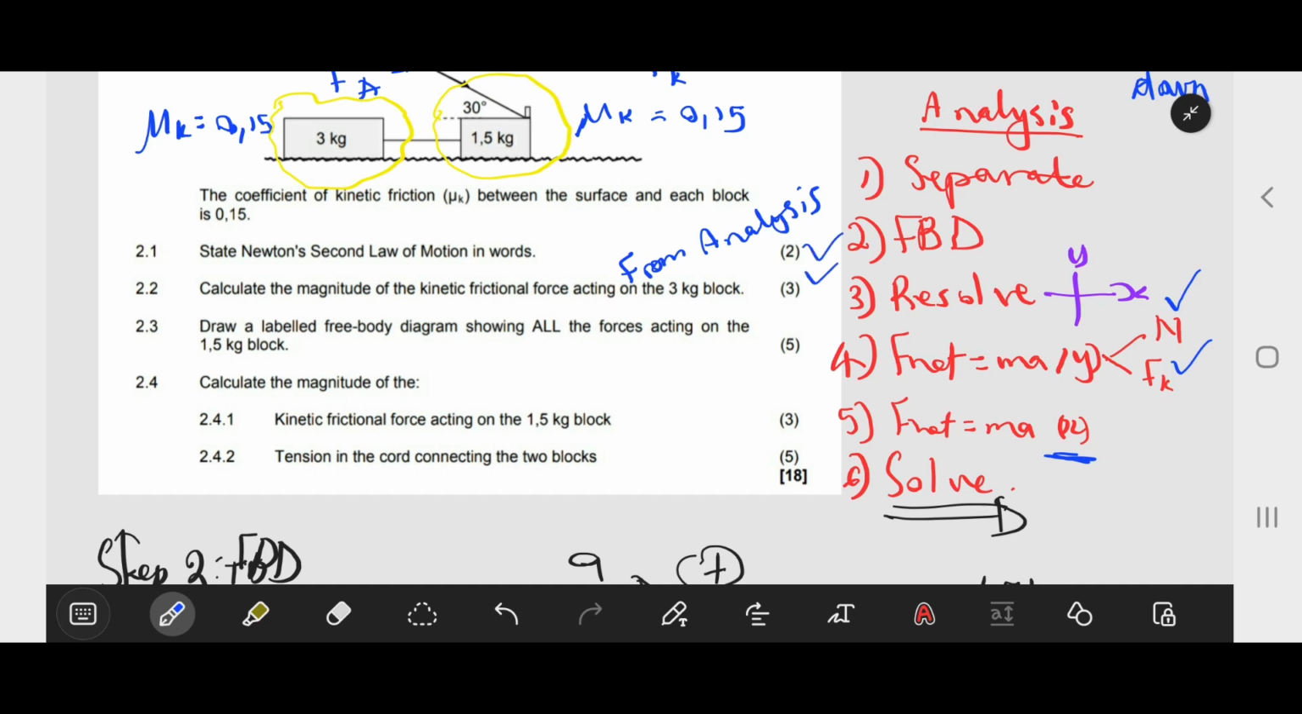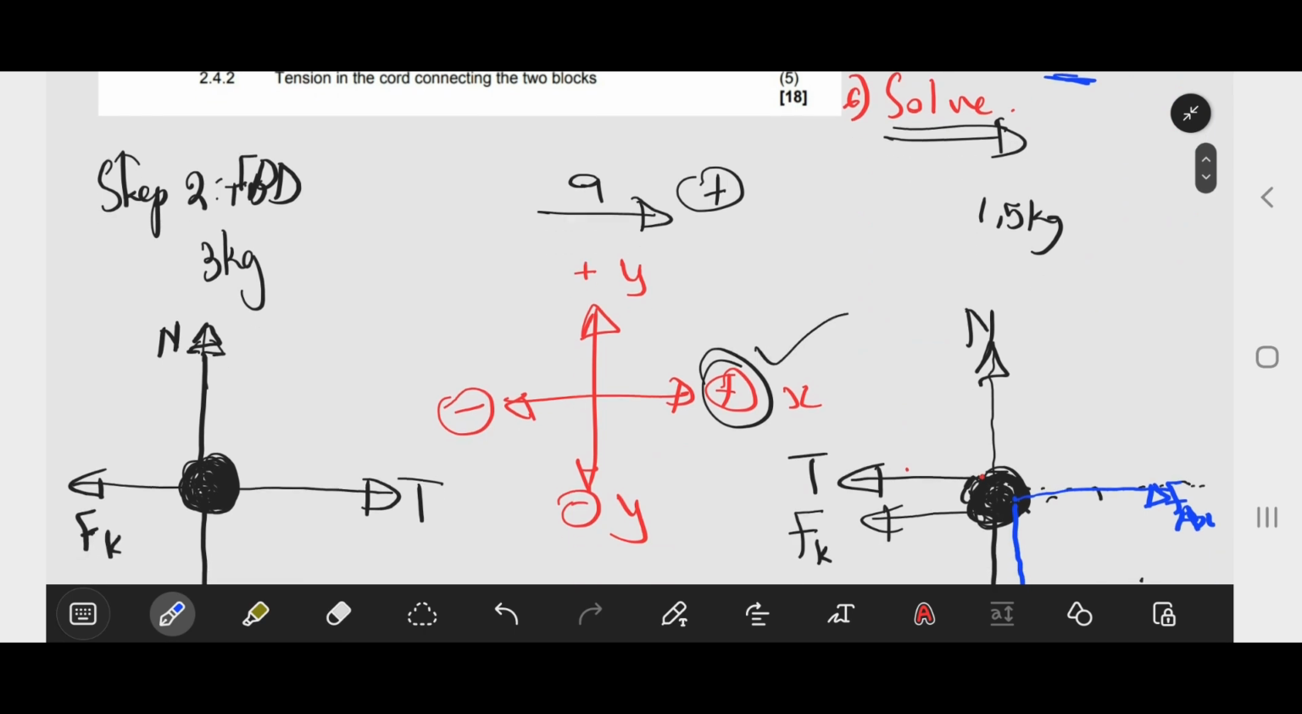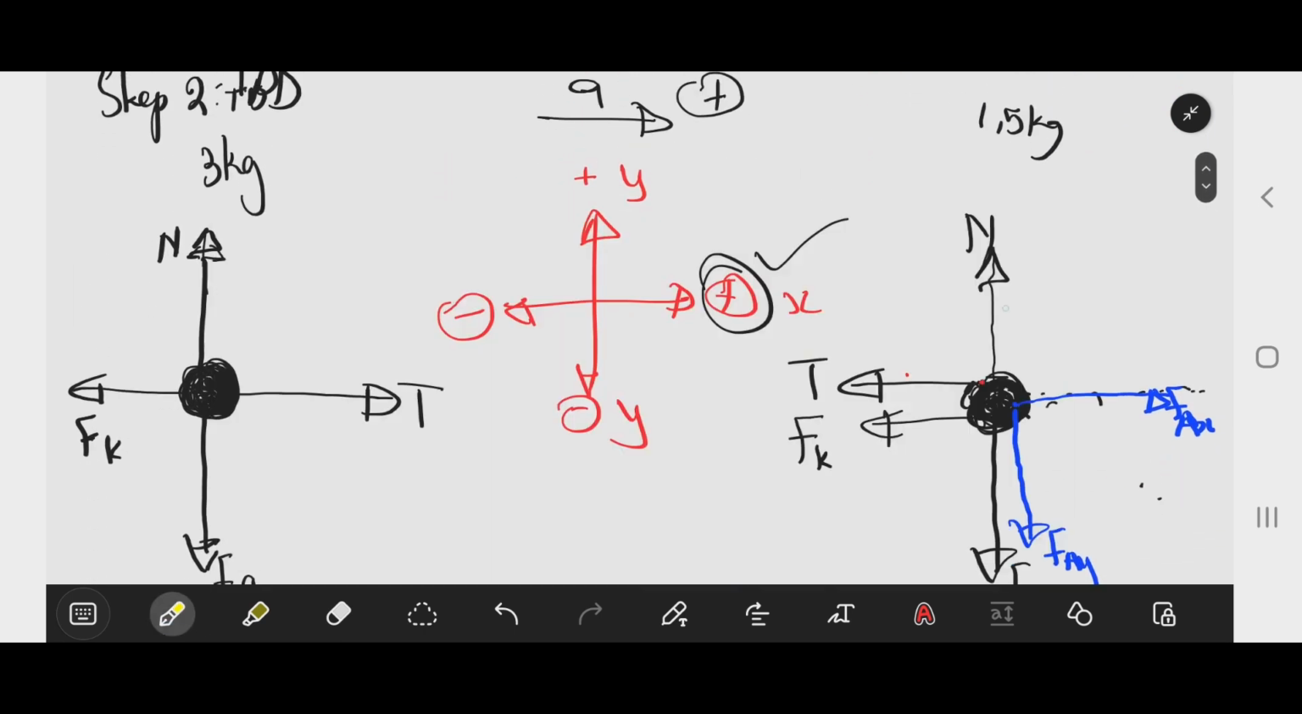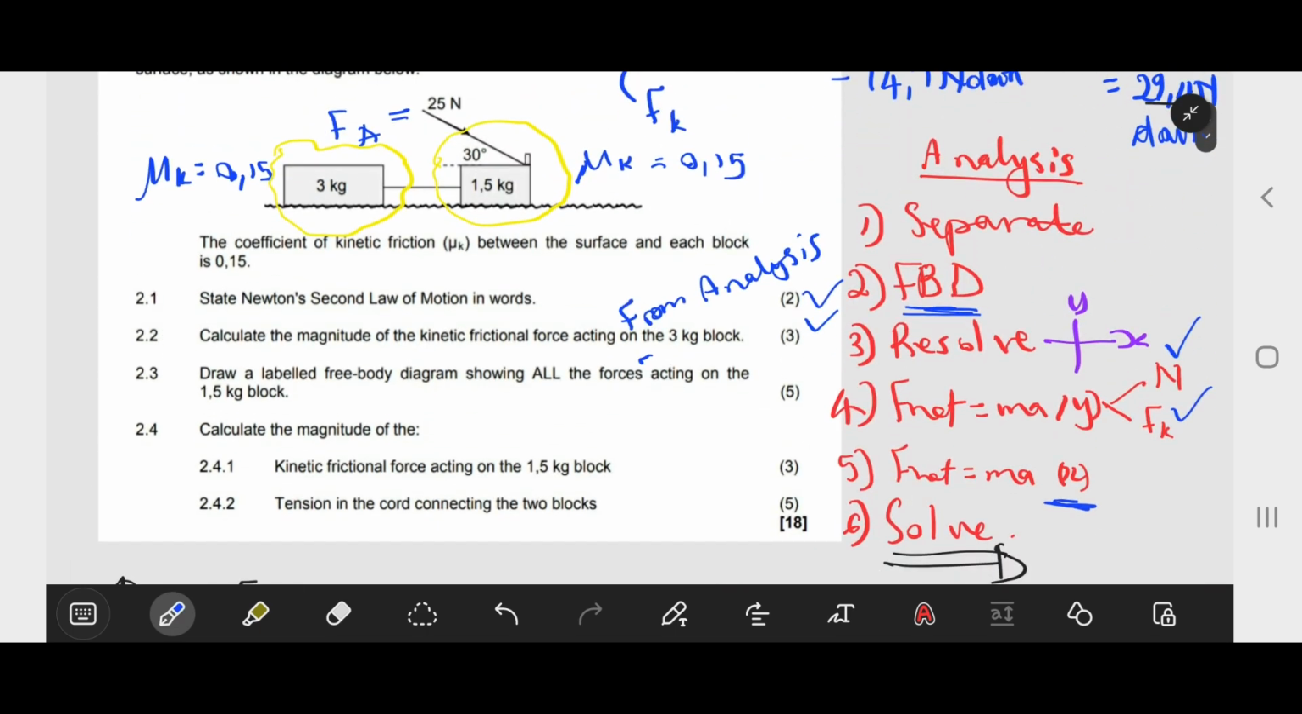Okay, and then draw a labeled free body diagram showing all the forces acting on the 1.5 kg. And remember, a free body diagram is step number 2 in our analysis. Okay, so this is the free body diagram. Remember, you can also draw the free body diagram before resolving. So that is 2.3. So we can also say this question is from analysis.